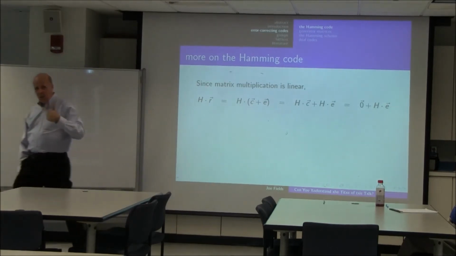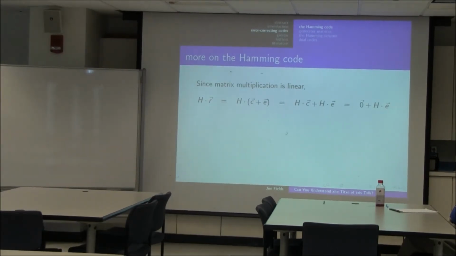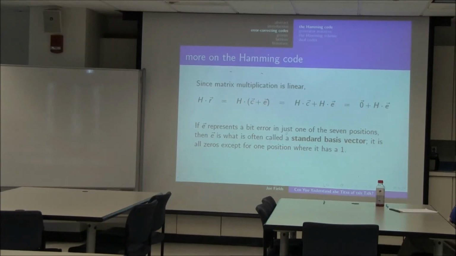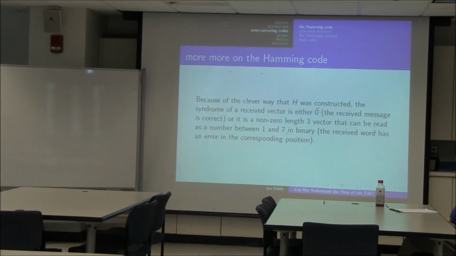If the error vector has only got a single 1 in it, there's 7 of those, they're the standard basis vectors, right? They're the things that are all zeros except for a 1 in one position, for R7 in this case. And when you do the matrix-vector product, H times that error vector just picks out one of the columns of the matrix. So it reports as a syndrome the column number where the error happens. Because of that clever way of constructing the parity check matrix, this linear algebraic operation lets you compute the position of an error.